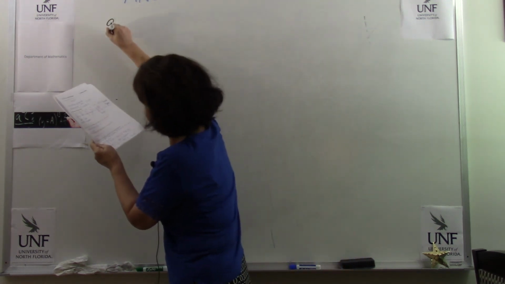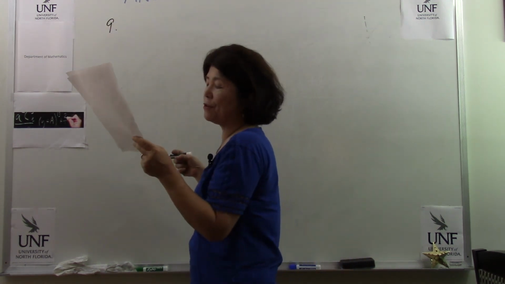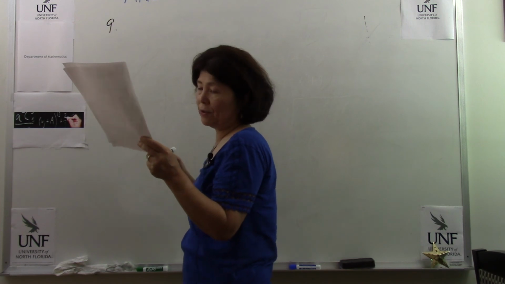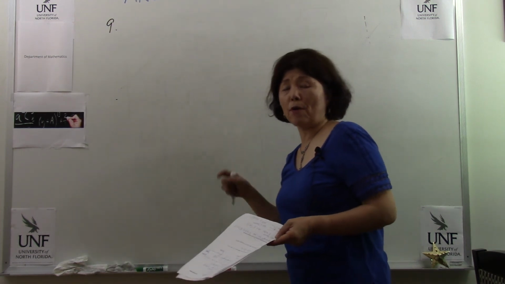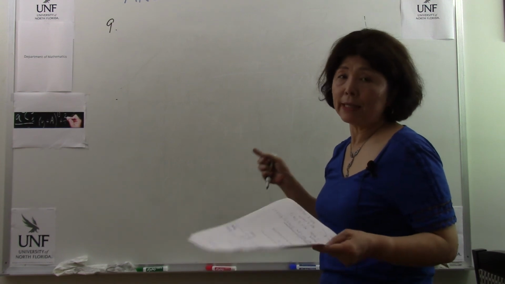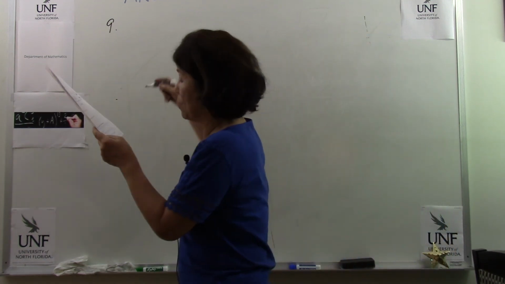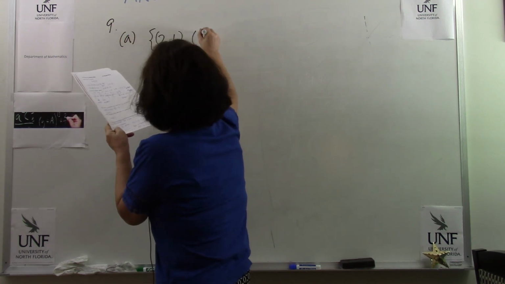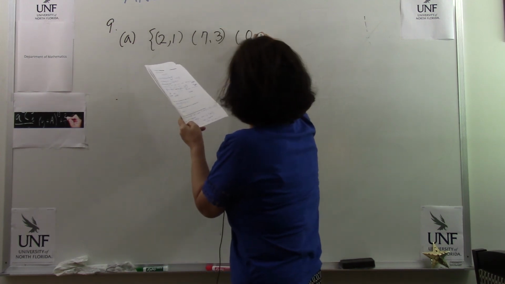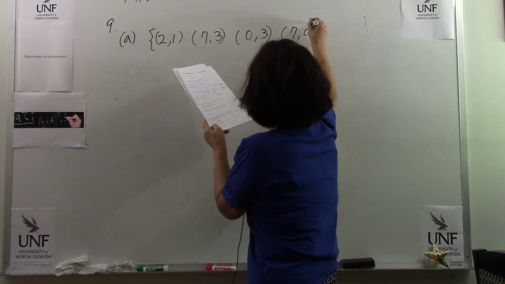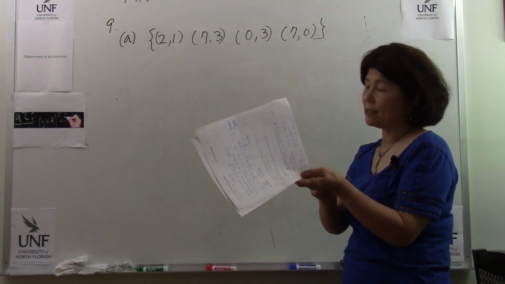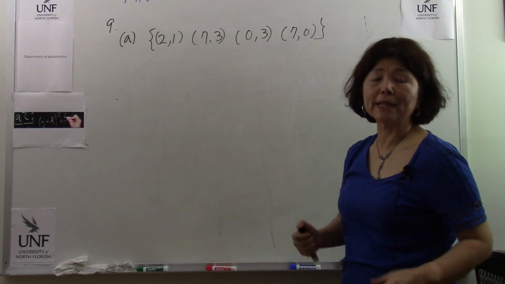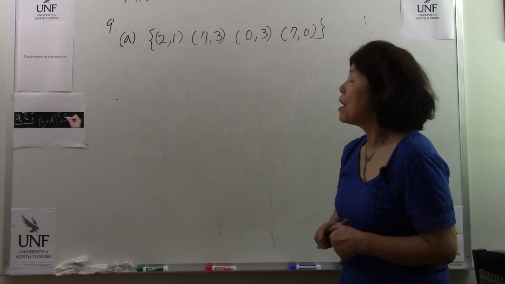Okay. Number 9. You have to decide if each relation defines a function, and give the domain and the range also. By the way, whether this relation is a function or not, we still can talk about domain and the range no matter what. Okay? So A is (2, 1), (7, 3), (0, 3), and (7, 0). When you have this, this is a relation. Relation means just x value and y value together. That is a relation. Among those, what is a function?